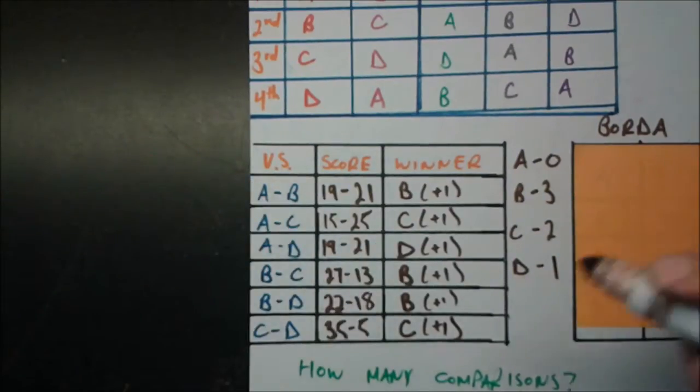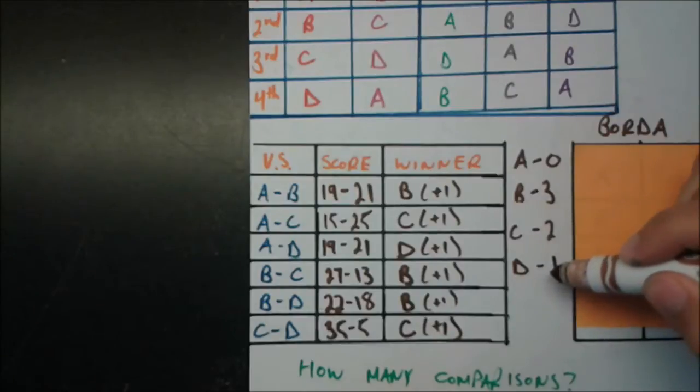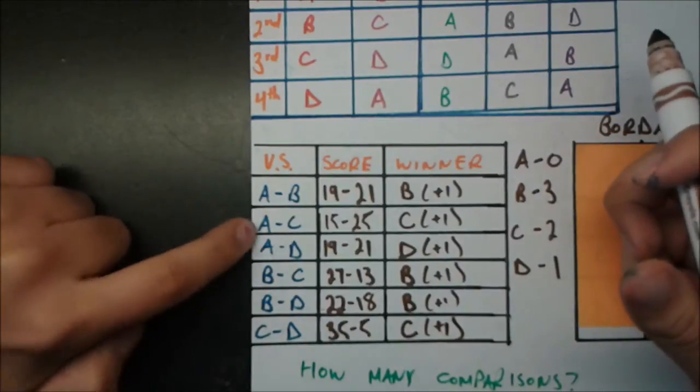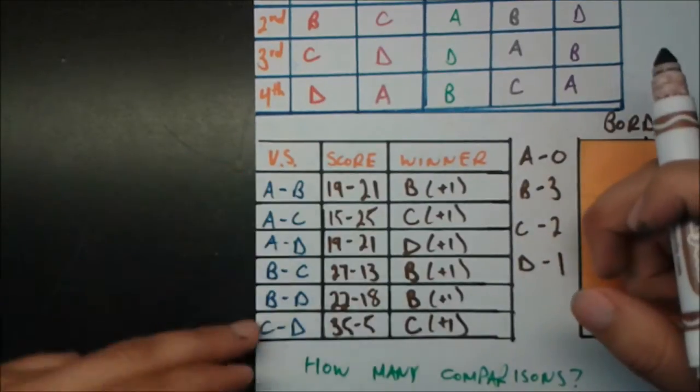Now, how to make sure you did this correctly? One good check is to add up all these numbers, and we get 3, 4, 5, 6, which makes sense because there were 1, 2, 3, 4, 5, 6 comparisons. So this number should always add up to this number.